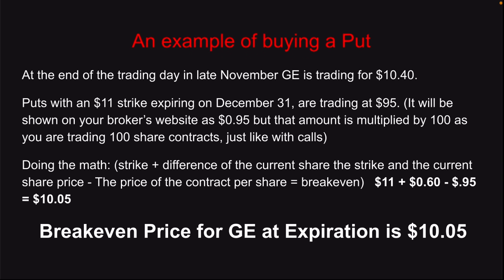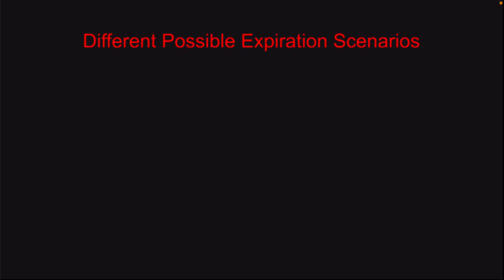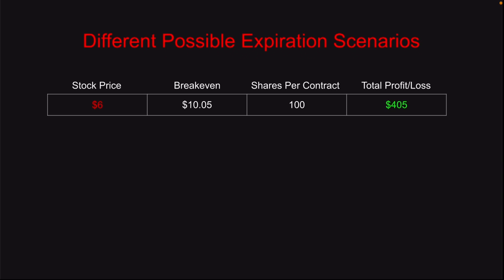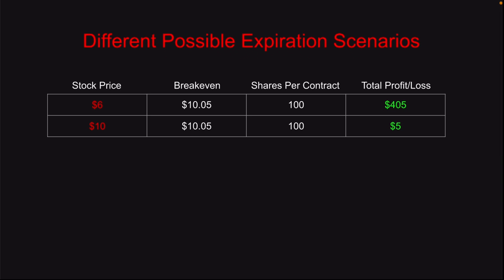That means if GE is trading above $10.05 on expiration, you are losing money, and you will suffer your max loss if GE is trading above $11. Here's some examples of some expiration scenarios. So the first one is if GE tanks and goes down to $6, that'd be a great profit for you, as you would make $405, as it's $4.05 below your break even.